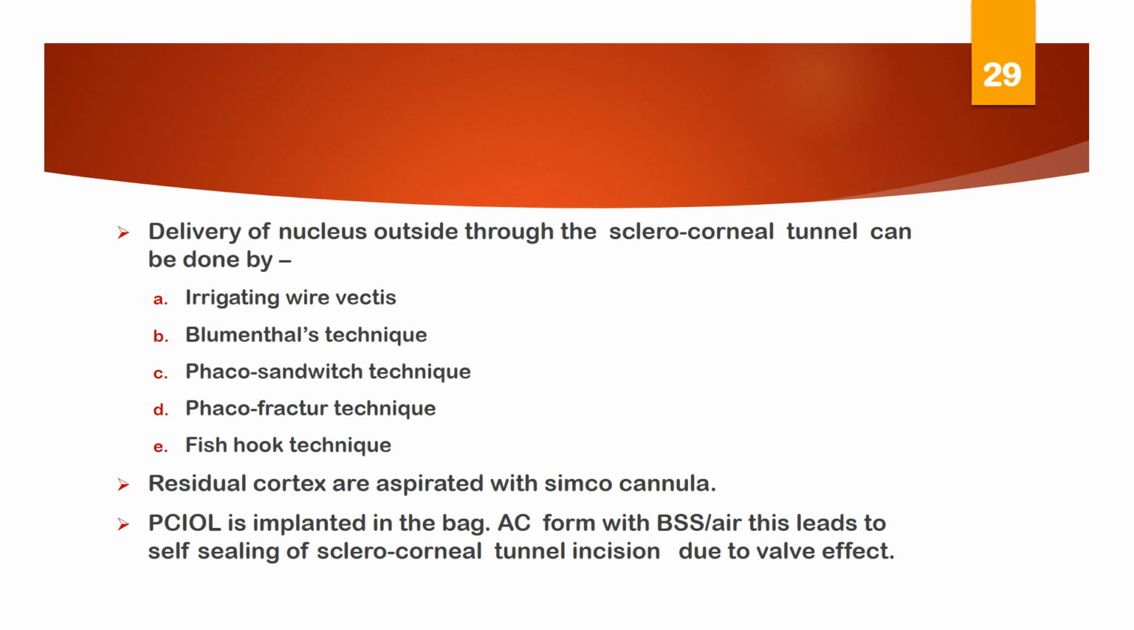Then the residual cortex is aspirated with the Simcoe cannula, and a posterior chamber intraocular lens is implanted in the bag. The anterior chamber is filled with either balanced salt solution or air. This leads to self-sealing of the sclerocorneal tunnel incision due to the valve effect.